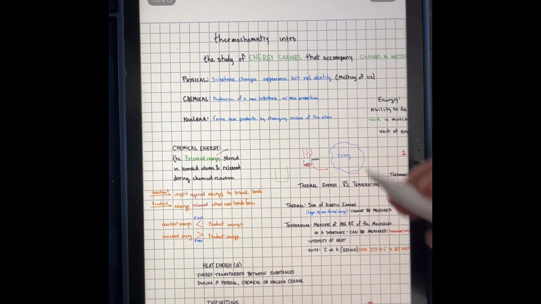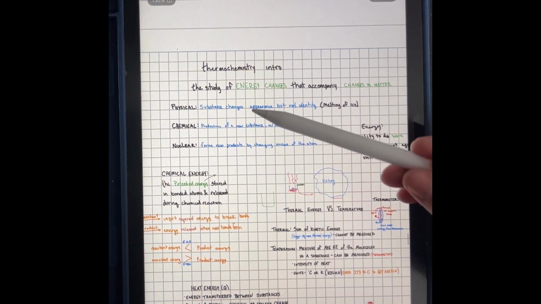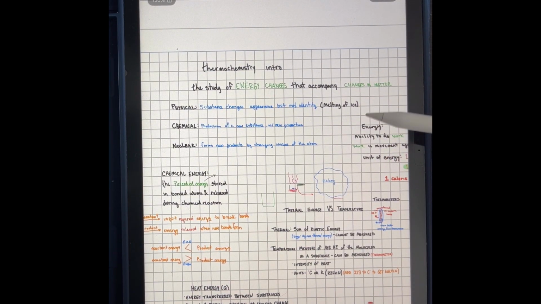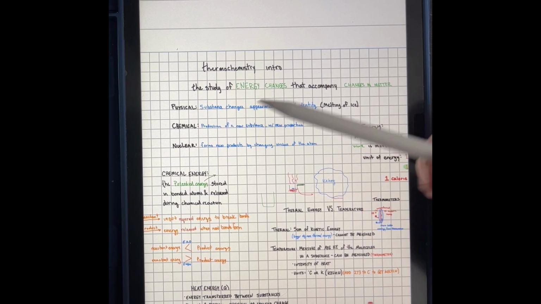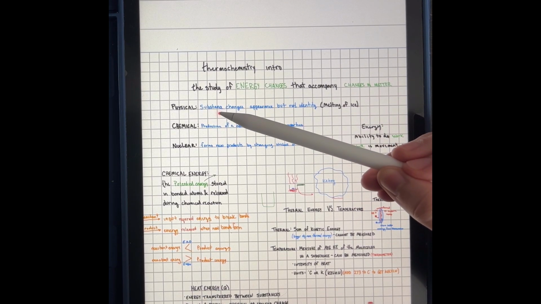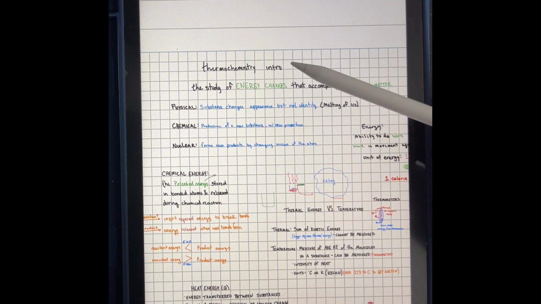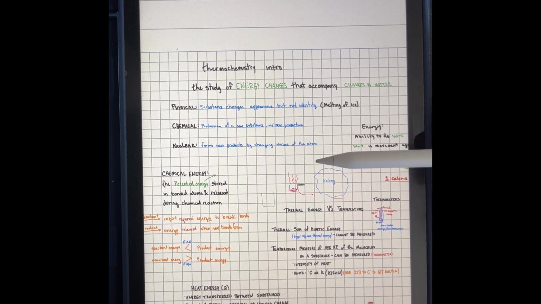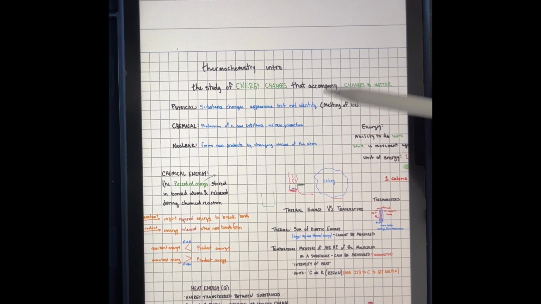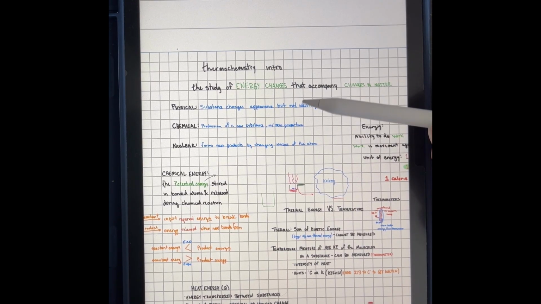What is thermochemistry? Thermochemistry is the study of energy changes that accompany changes in matter. So we have physical changes. Physical changes are where the substance changes appearance, but not identity. For example, we have H2O in the form of ice, and as it melts, it goes into its liquid form, water, but it's still H2O. So the chemical compound is not changing, just the appearance of it.